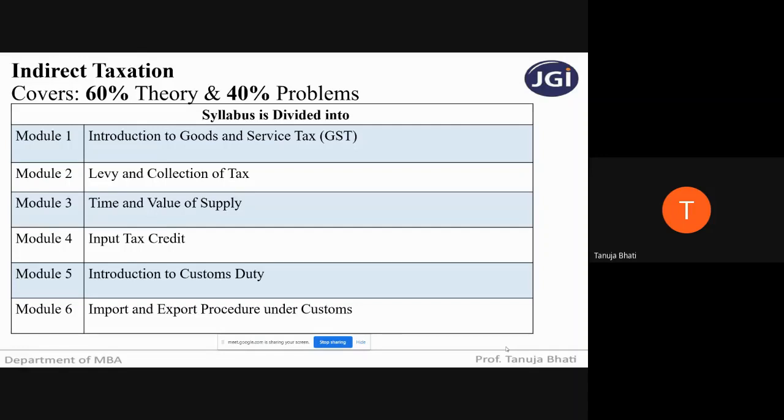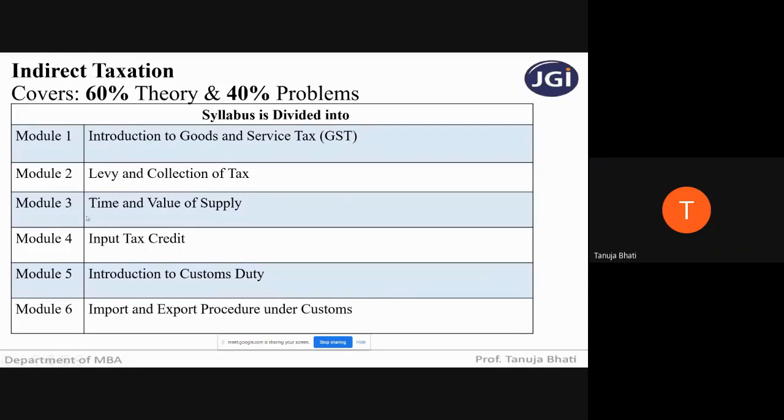that is GST. In unit number 2, you'll have levy and collection of tax. Now, what do you mean by levy and collection of tax? It means when GST should be charged, and when the GST that is charged will be collected by the government, or when the tax collected from the customers should be deposited to the government. So this module deals with all levy and collection of tax.